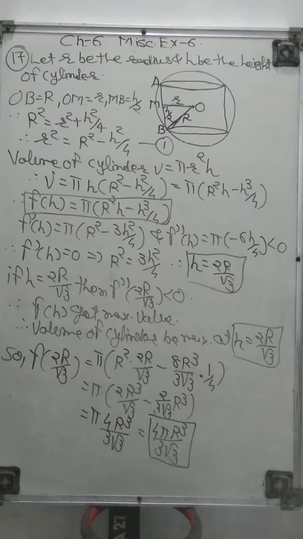So be careful to do this sum, and remember which value is given, which value is constant. Remember this thing and then you do the sum, then you get the answer very easily and you get your correct answer. Okay, now this is our 17th sum.